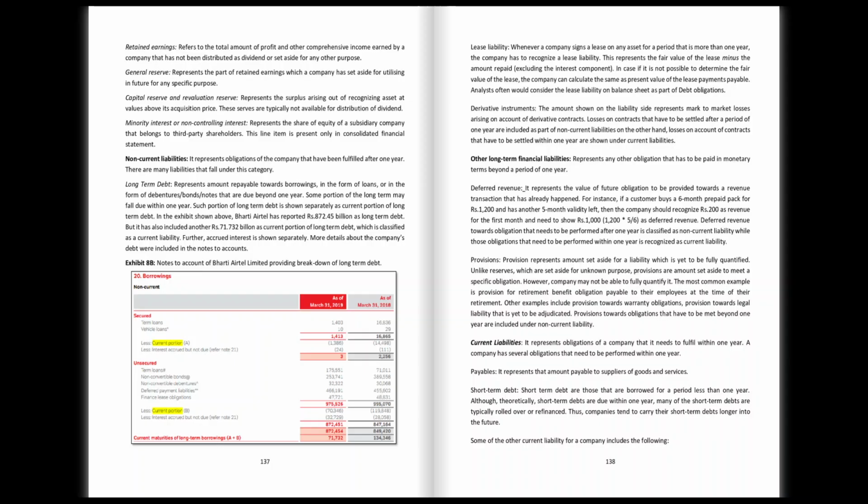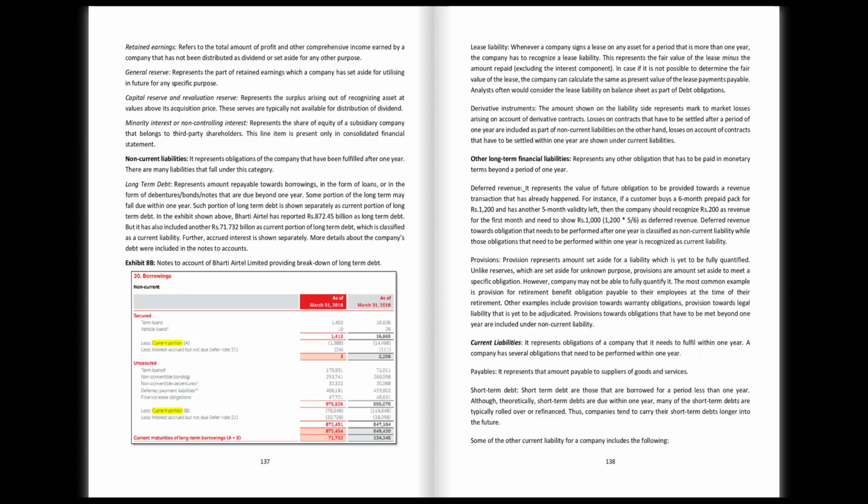Lease liability. Whenever a company signs a lease on any asset for a period that is more than 1 year, the company has to recognize a lease liability. This represents the fair value of the lease minus the amount repaid, excluding the interest component. In case it is not possible to determine the fair value of the lease, the company can calculate the same as the present value of the lease payments payable. Analysts often consider the lease liability on the balance sheet as part of debt obligations.